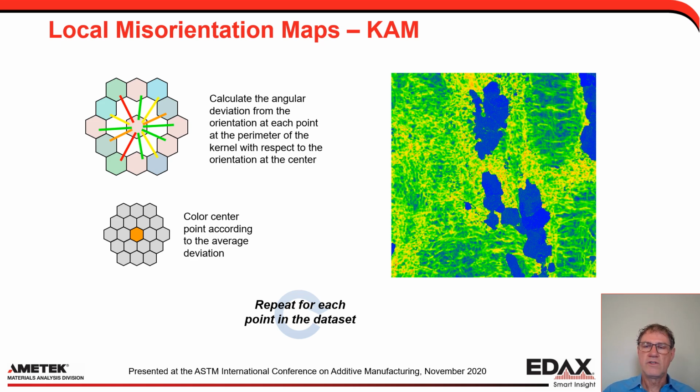And so what you see is the blue grains that you see there have very low KAM values, and that's because they're recrystallized grains, whereas the other grains surrounding them are deformed material, and you can start to see the subgrain boundaries start to appear within those grains.